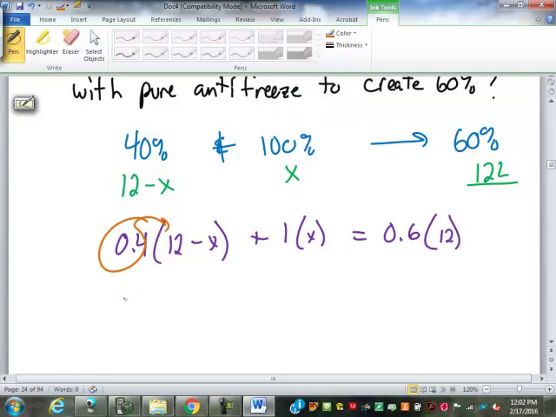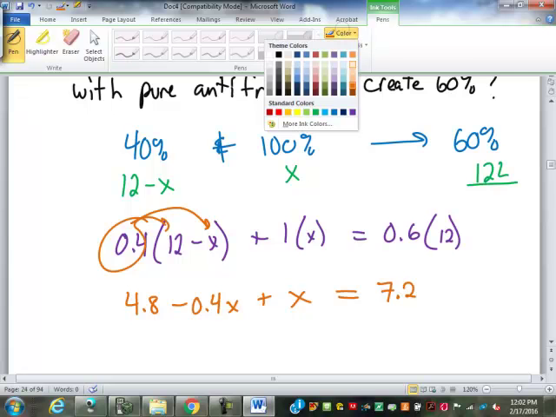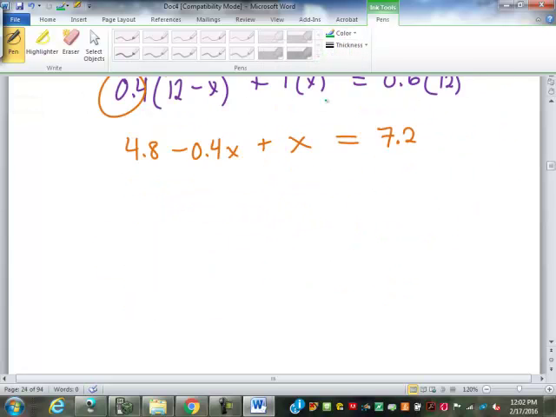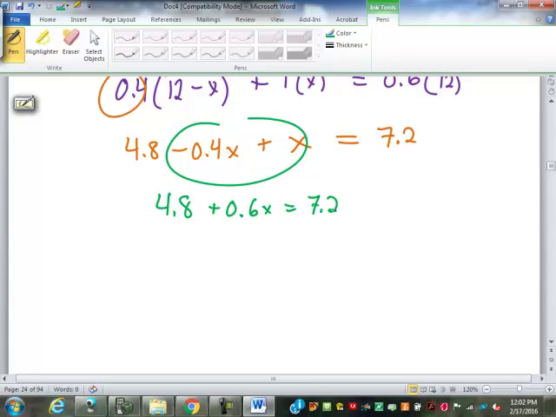So 0.4 times 12 is 4.8. 0.4 times negative x is a negative 0.4x. 1x is just 1x or x. And 0.6 times 12 is 7.2. So over here, all we're going to do in the first step is combine the negative 0.4 and the 1 to get 0.6x equals 7.2. Subtracting 4.8. So 0.6x equals 2.4. Dividing by 0.6.